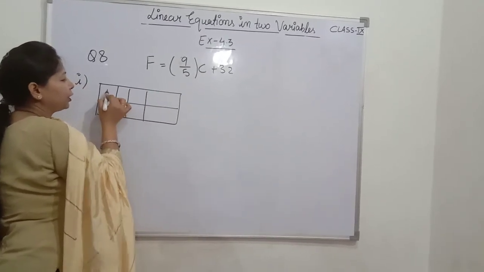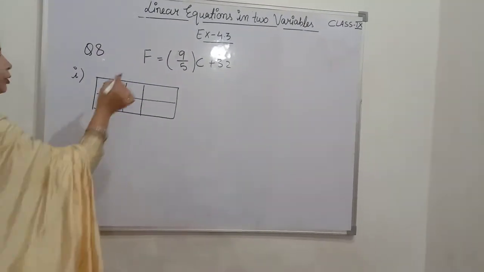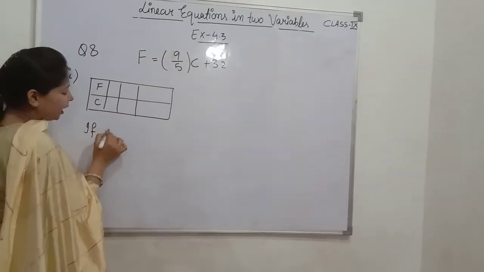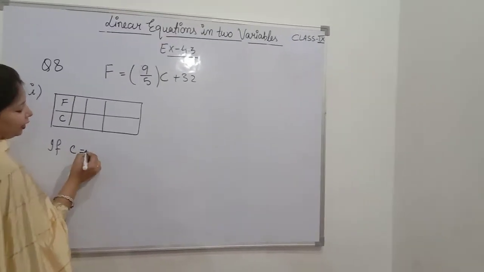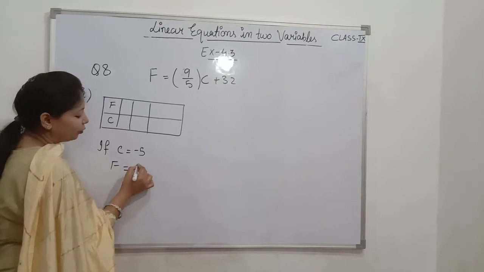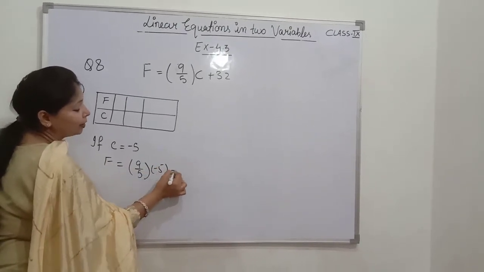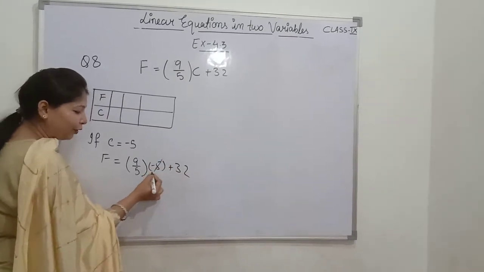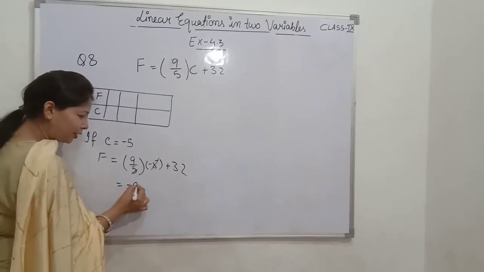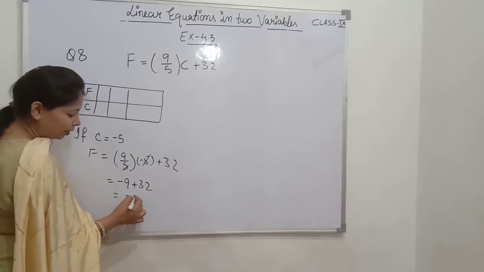If I take, this is Fahrenheit and this is my Celsius. Now I am going to substitute the values. If C is equal to, I will take -5. Okay, then I will tell you why I will take the -5. Now this becomes 9/5 into -5 plus 32. Now 5 and 5 cancel, it becomes -9 plus 32, so it becomes 23.